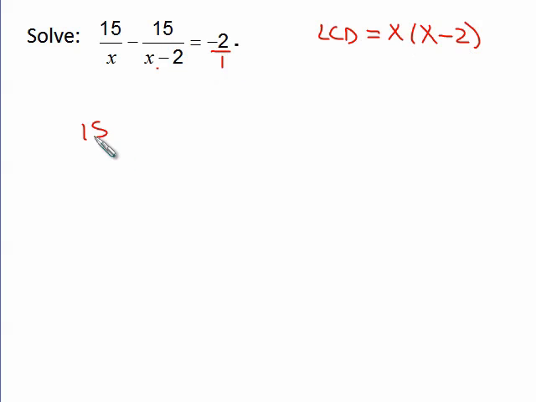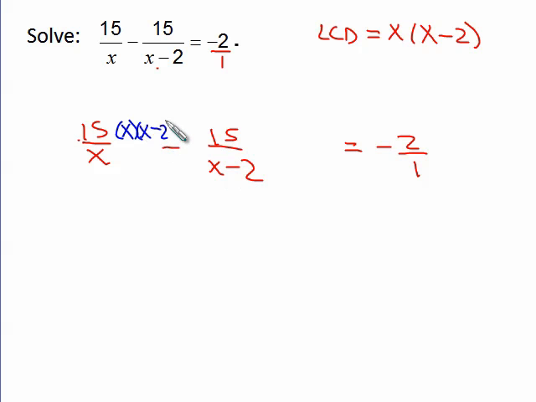So I'll give myself a little bit more room here. So I'll write it again. Okay, so I have that, and I like to write it over 1. So I'll multiply the first one by x and x minus 2, and it's really over 1. I'll multiply the second one by x and x minus 2, and it's really over 1.